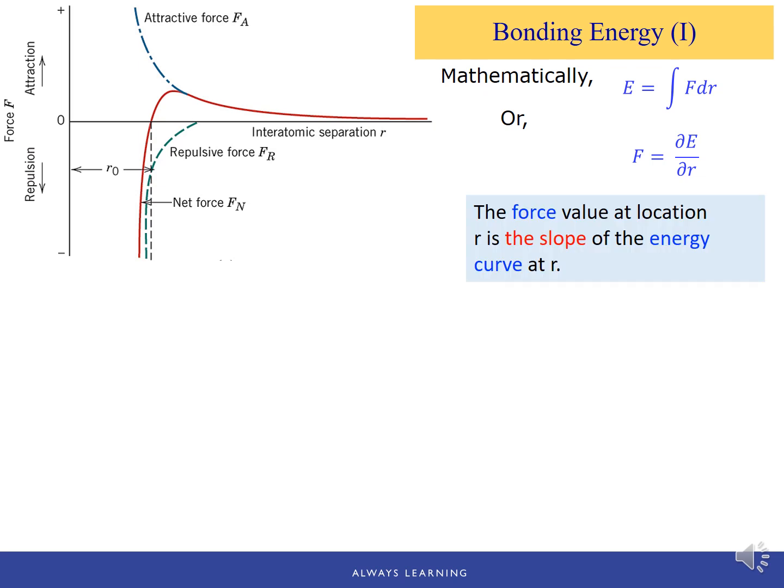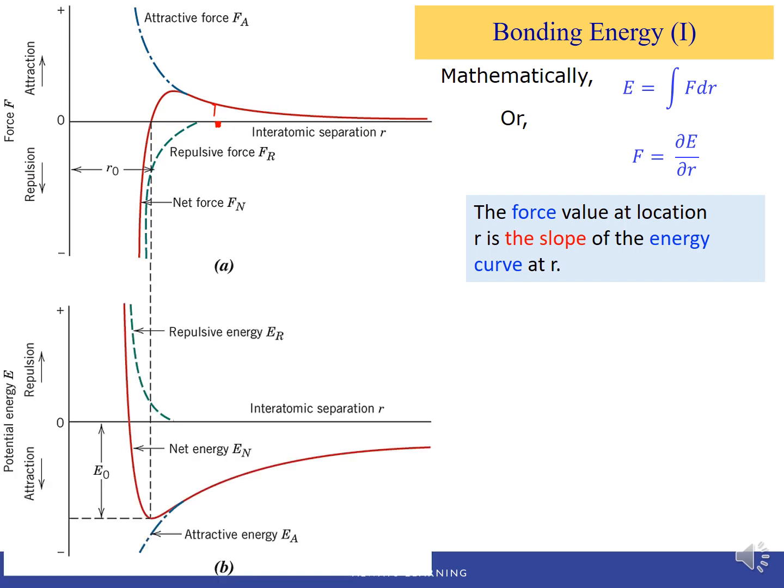Which means the force value at a given location R, for example here, this value F is the slope of the energy curve at the same R. So based on this relation, we can plot the bonding energy between the two atoms versus the interatomic separation R. So I'm going to give the graph to you directly. Same idea, we have the repulsive energy and attractive energy. Add them together, we'll have the net energy between the two atoms.